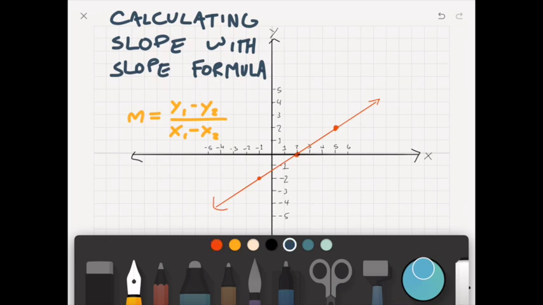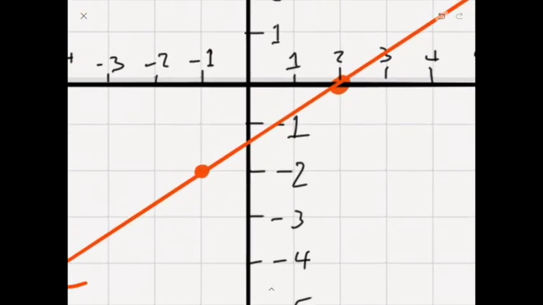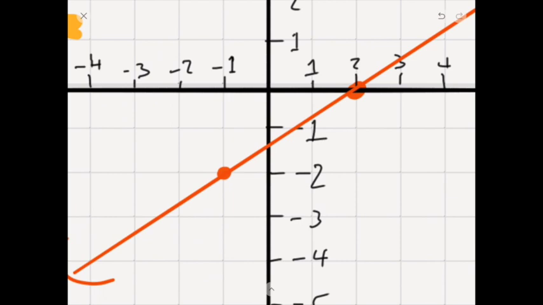We also have the ability to calculate slope using the slope formula, which looks more complex than it is. It's m equals y1 minus y2 over x1 minus x2. And it's really just a complicated way of doing the same sort of thing. But to do it, we have to grab 2 points. So let's go in real quick and identify 2 specific points.